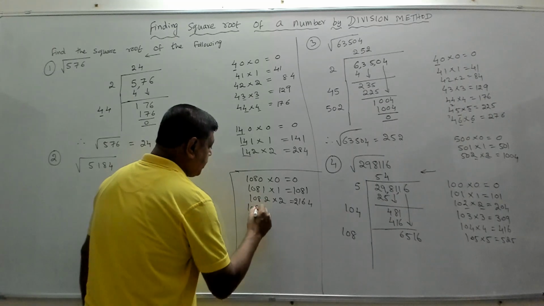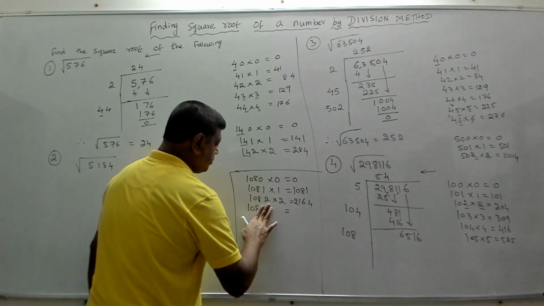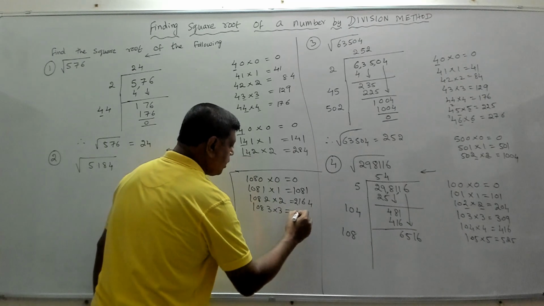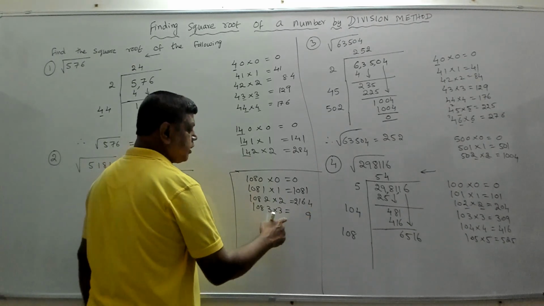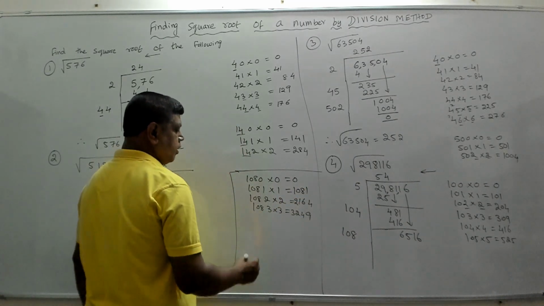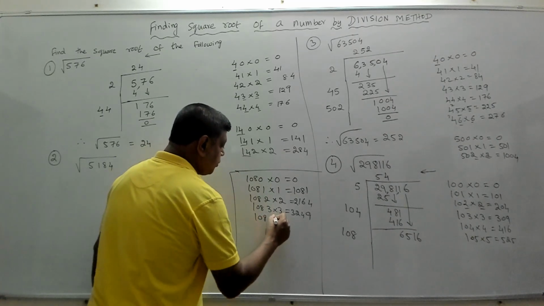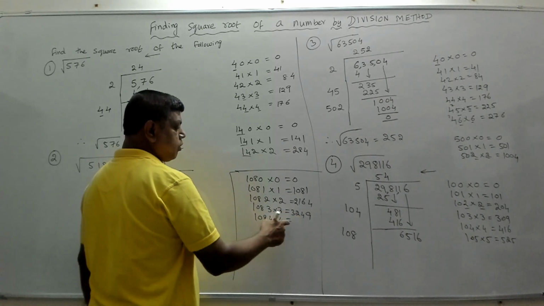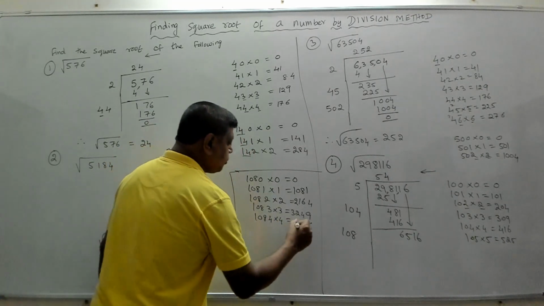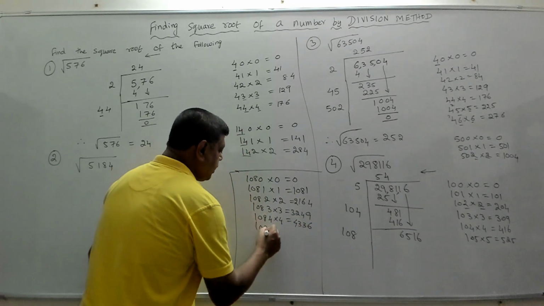So again 1083 into 3. Right? So 3 3s are 9. Which means 1083 into 3. Then 24. Then 3 ones are 3. Then again 1084 into 4. That is 4 4s are 16, 1 32 33. Then 4 ones are 4. Then again 1085 into 5.